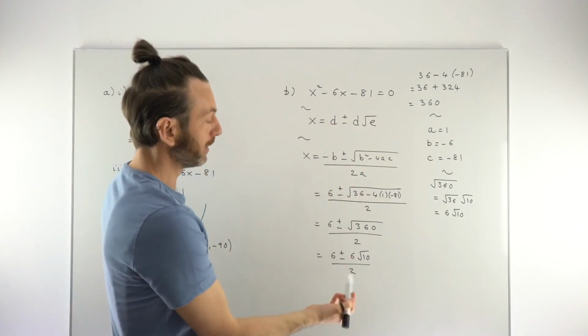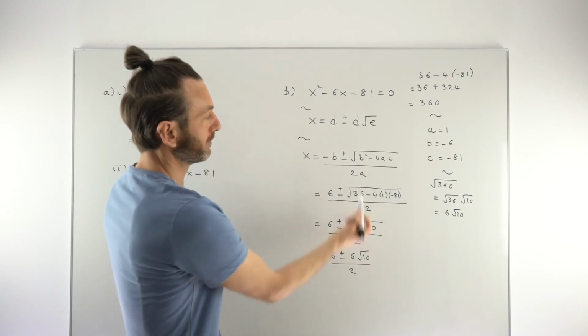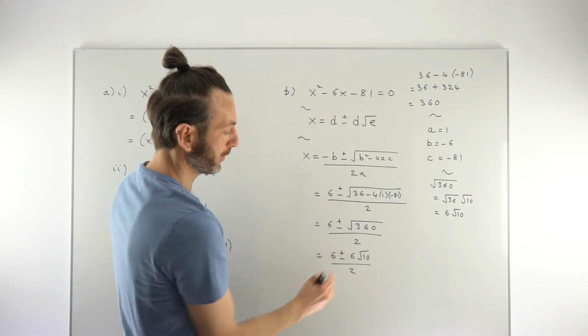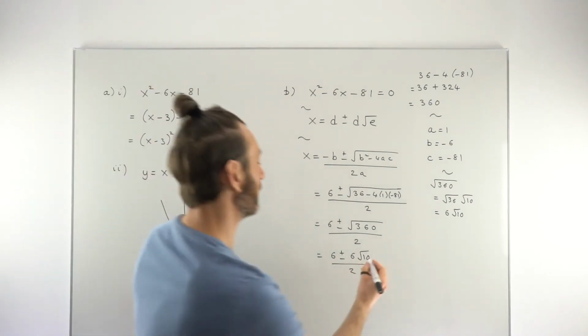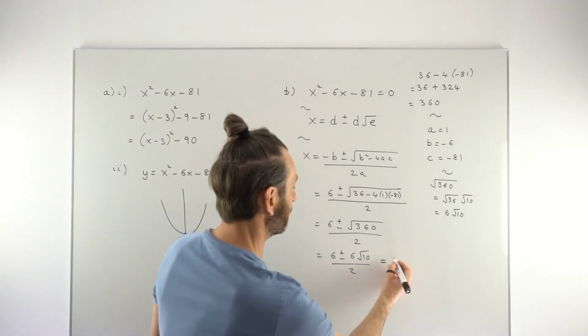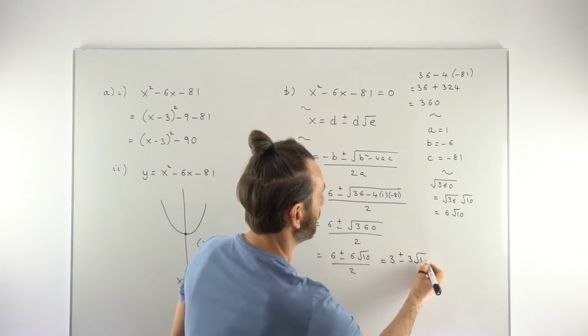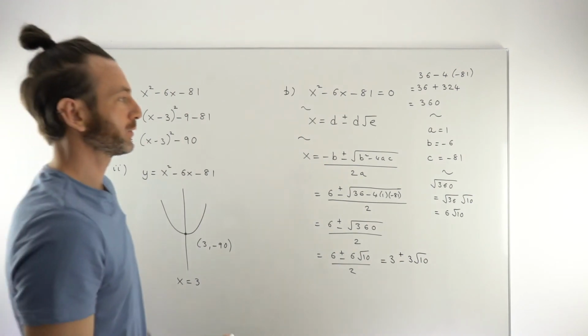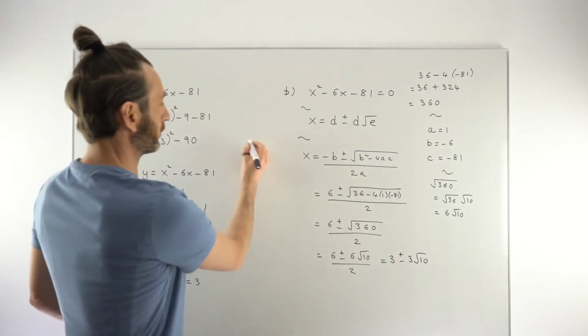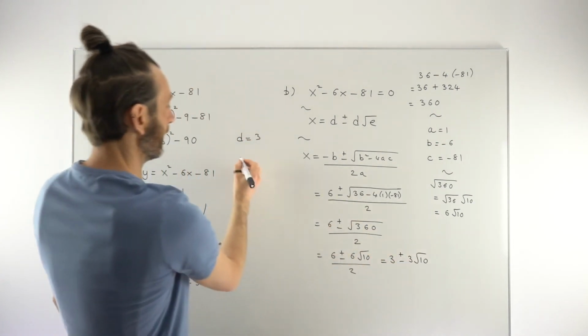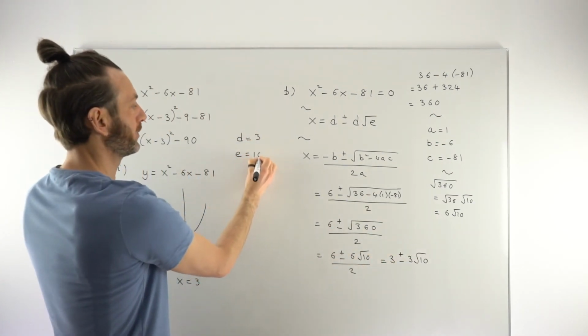The thing that we don't have though, we do have a fraction, and there is no fraction here, but we're just going to divide by 2. We can divide both of these terms by 2, and that'll put it into the correct format. So 6 divided by 2 is 3, so we're going to get 3 plus or minus 3 root 10. So that tells us then that the d value we were looking for is 3, so d equals 3, and the e value is 10, so e equals 10.